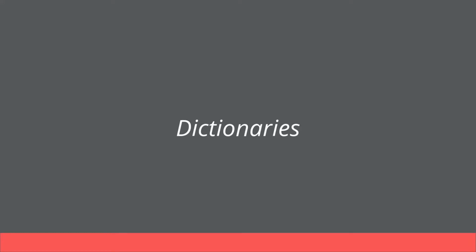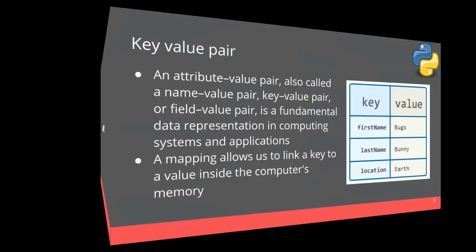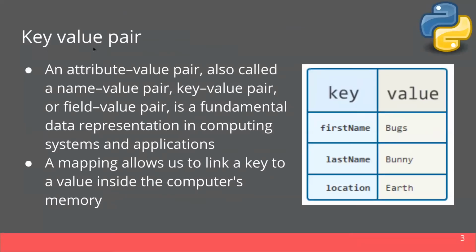So in programming, a dictionary has this concept of a key value pair. A key value pair is sometimes referred to as an attribute value pair, or a name value pair, or a field value pair. And it's quite a fundamental thing in computing, a fundamental data representation. So a key value pair allows us to map, and it's sometimes called a mapping type. It allows us to map a key with a value.